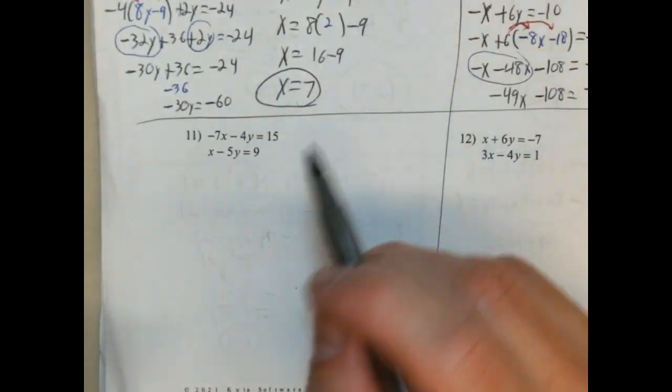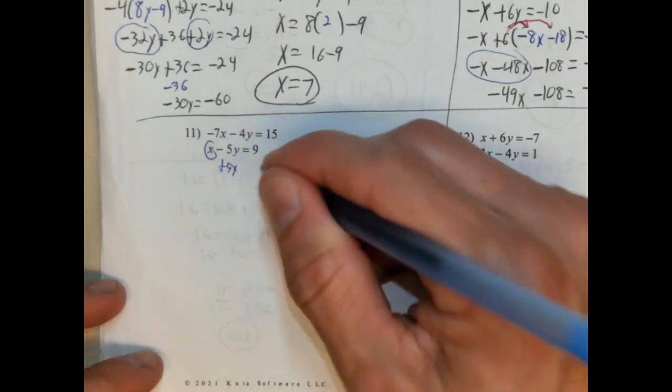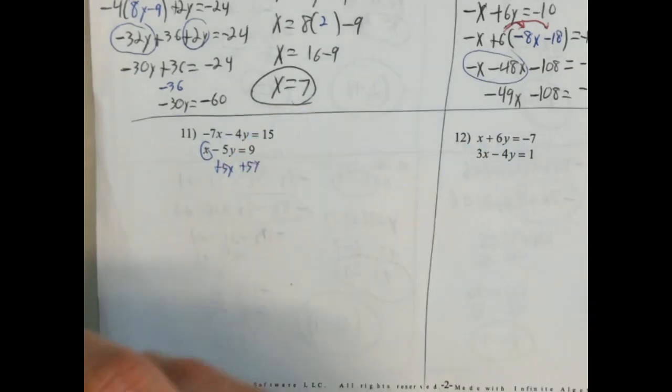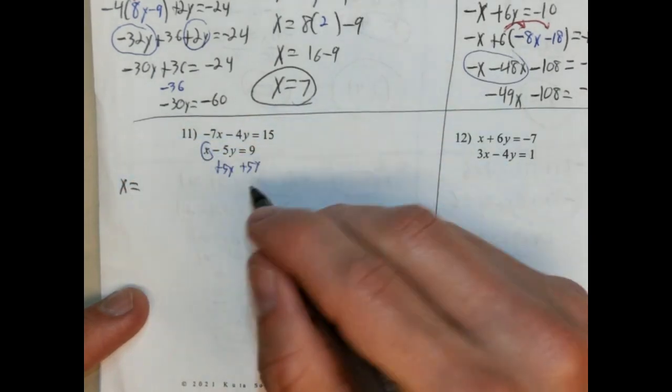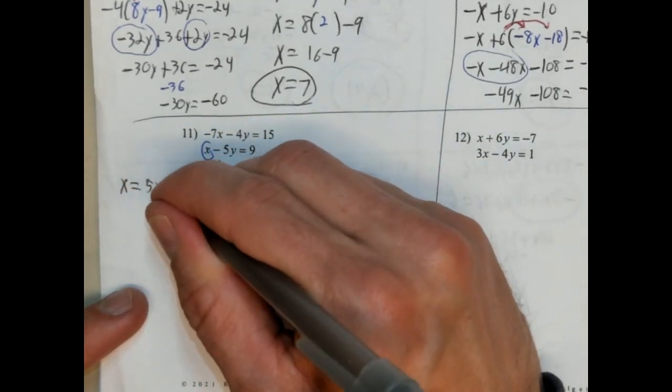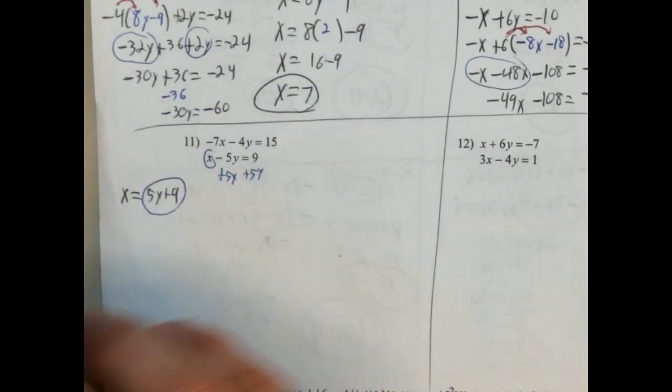All right, number 11. So x is going to be our target variable. So we're going to add 5y to both sides. I'm going to write that over here so we have more space. So x will equal 5y plus 9. So we're going to plug this in for x over here.